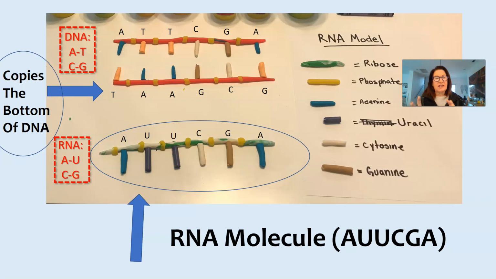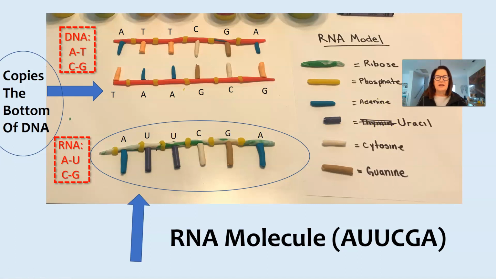The next thing is that we have uracil. This thing called uracil is replacing thymine. If you look at this key here, we have this, which was mistakenly written as thymine, and we crossed it out because it's not in RNA. Uracil is in RNA, not thymine. So we cross it out here and we put in uracil.